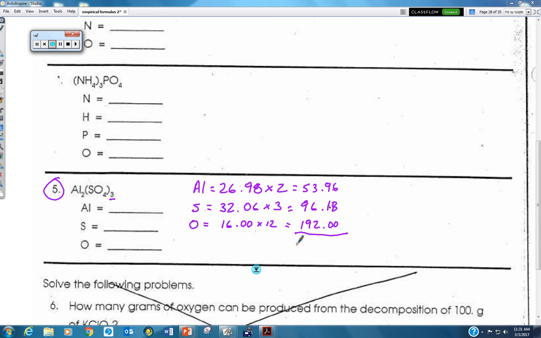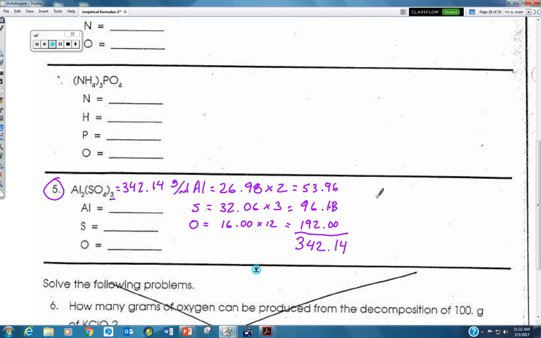When we do our calculations summing these, you should come up with a number of 342.14 if I did my math correctly. So that gives us an atomic mass of aluminum sulfate of 342.14 grams per mole of aluminum sulfate. Now, next step is to determine percent composition.